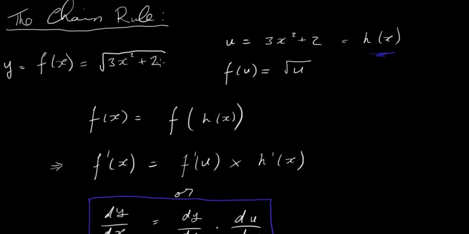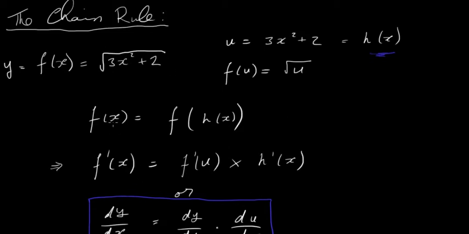So instead of 3x squared plus 2 here, we can just simply put in u, and then f of u would just be the square root of u. Now f of x, this function here, is just simply a combination of these two functions. In other words, it's f of h of x. So h of x is 3x squared plus 2, that's this bit in here, and then when you put it into f, you just get the square root of it. So you end up with the square root of 3x squared plus 2.